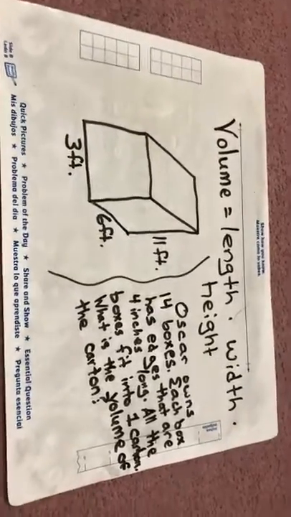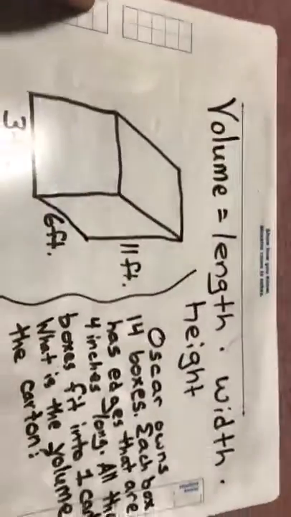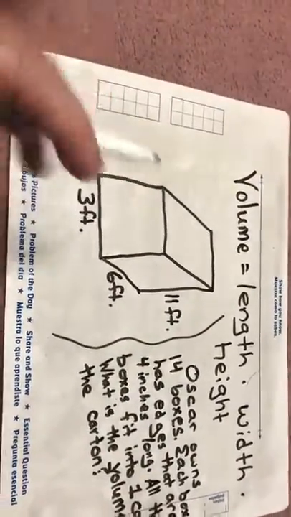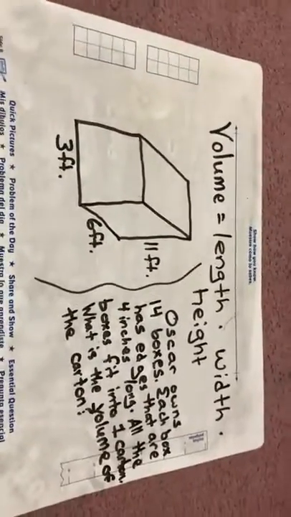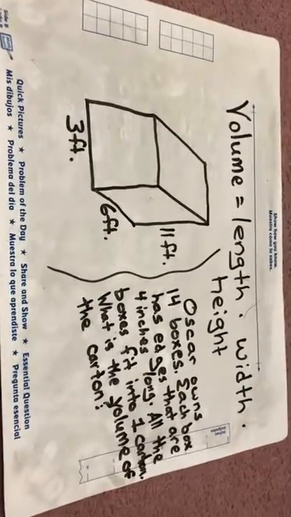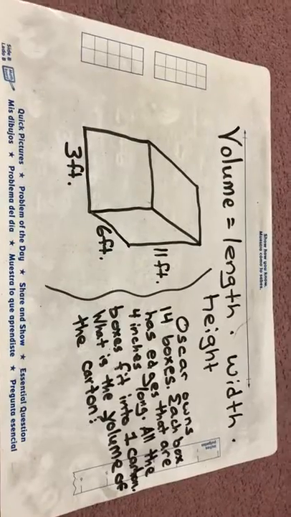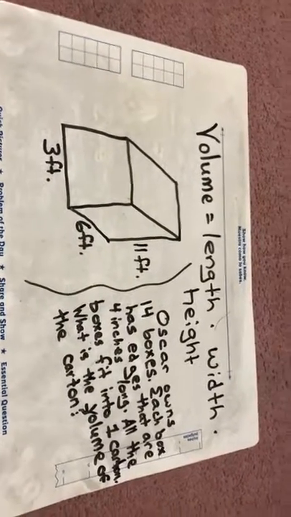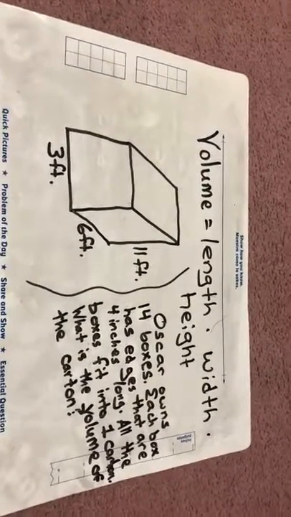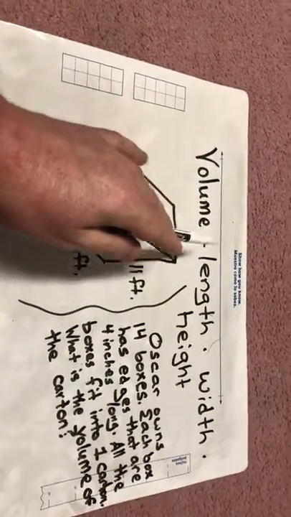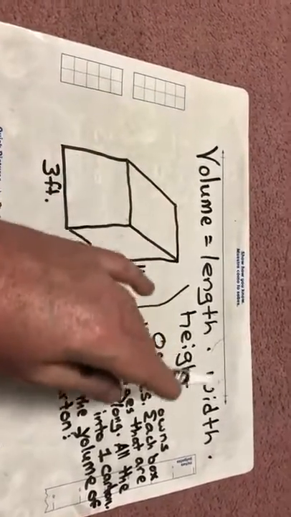All right, so fifth graders, we're starting to talk about volume. Volume is how much fits inside something. We often think about volume with a swimming pool or a box, how much you can fit in a box. And the formula for volume equals length times width times height.